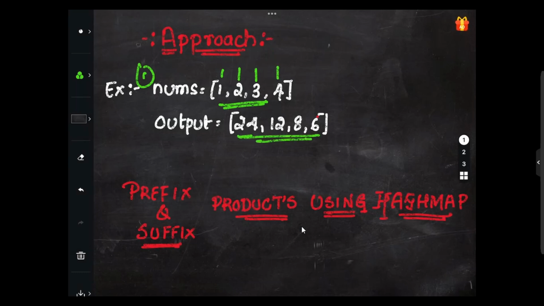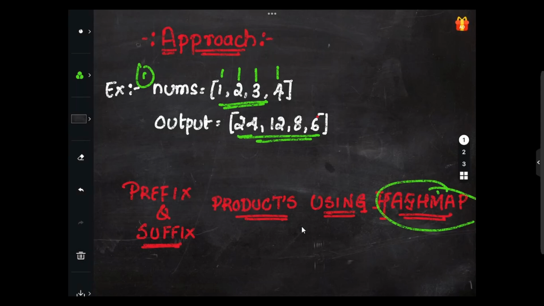So how can we write this in the form of code? Let's see the approach first, and then let's write the code. The first thing we need to keep in mind here is that we will be going with the prefix and suffix approach. We will be going with the prefix and suffix products using the hash map approach. Basically we'll be going with the hash map.